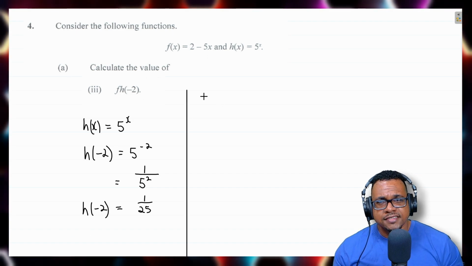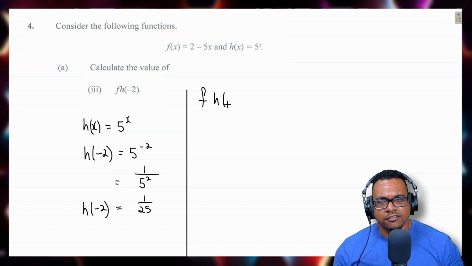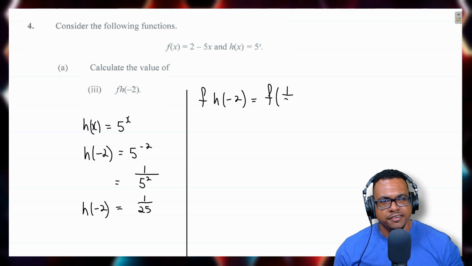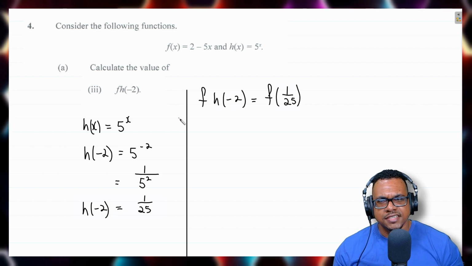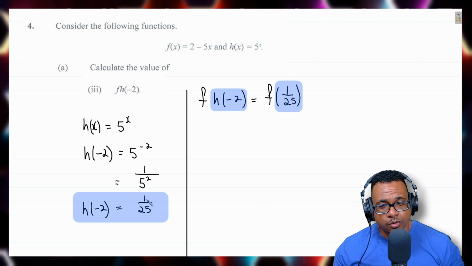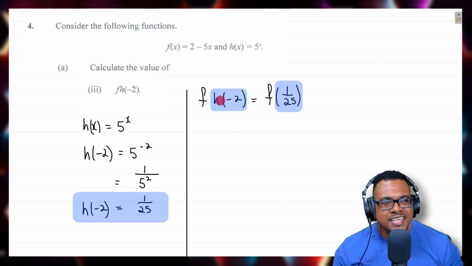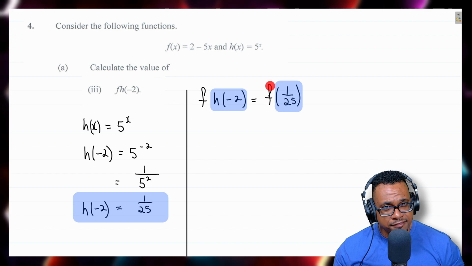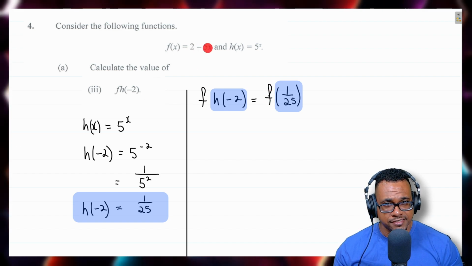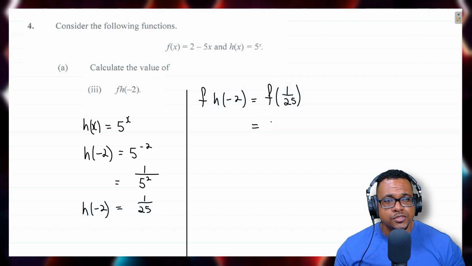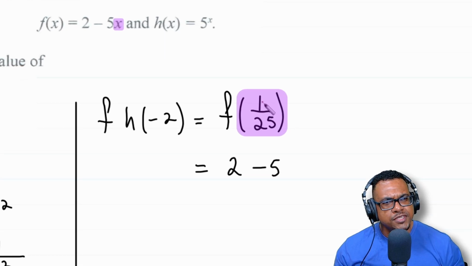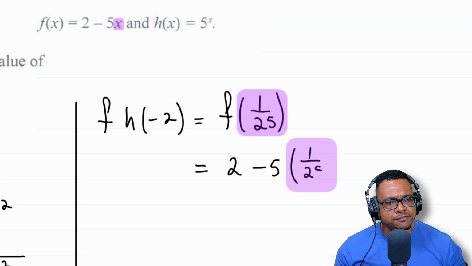So now if you want to get f h of negative 2, that'll be equal to f of 1 over 25, because h of negative 2 worked out to be 1 over 25. So I'm replacing the h of negative 2 with this 1 over 25. Now we have to look at the function f, which is 2 take away 5x. So this will be equal to 2 take away 5 multiplied by x, and I'm replacing the x with 1 over 25.